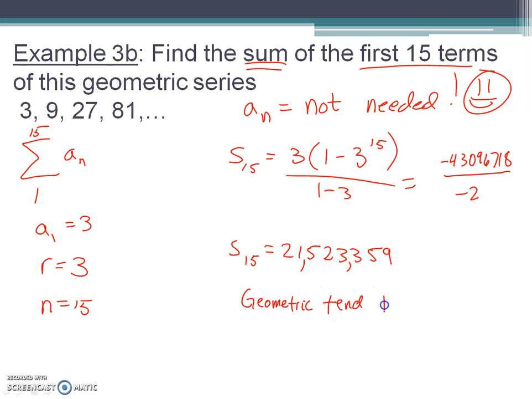And just in general, geometric sequences tend to get pretty big pretty quickly. So don't be alarmed if you get large numbers like this, especially when you're tripling a number each time and then you're doing that 15 times. And that's how geometric sequences can be summed.